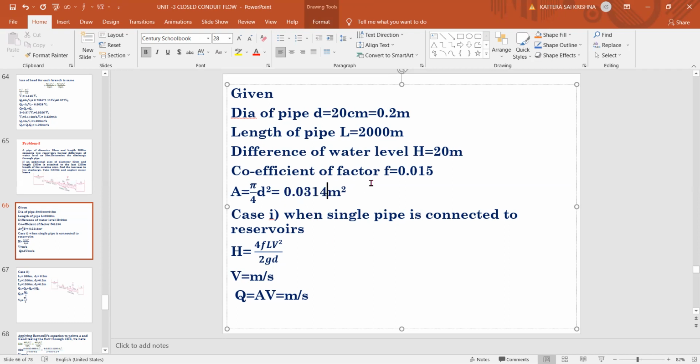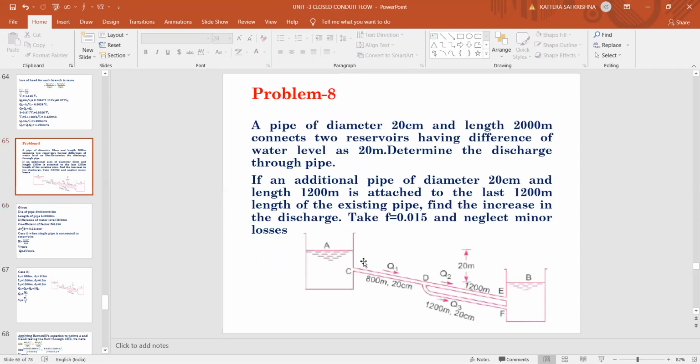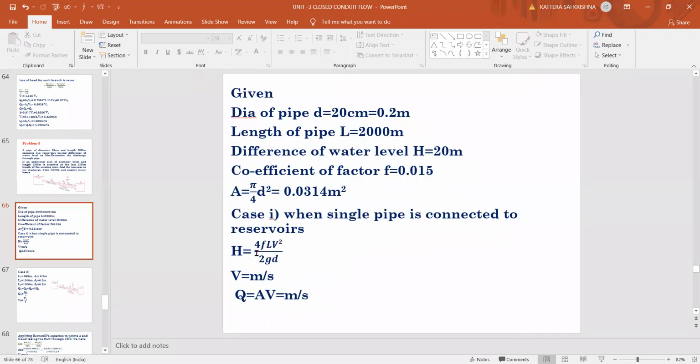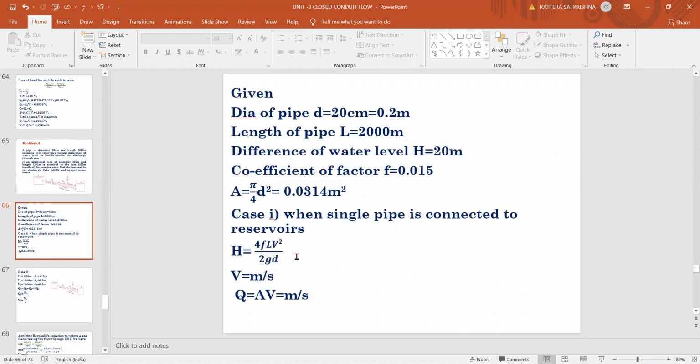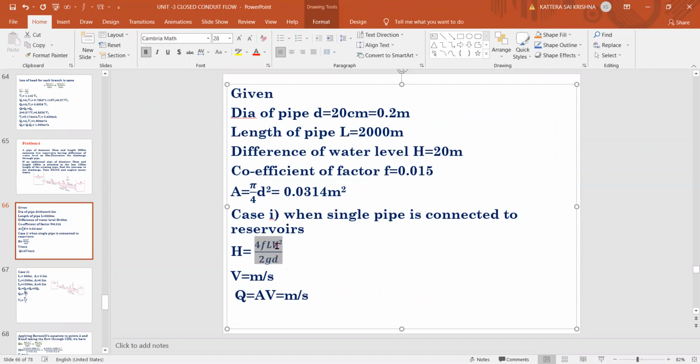Right. So in the first case, when a single pipe is connected, what is the main loss happening here? It is only the frictional loss in the pipe. Because of the frictional loss, there is a difference of H in the two tanks. So already we know the formula, capital H is equal to the losses. Since he said to neglect the minor losses, the only loss in the first case is the frictional loss. The frictional loss formula, by the Darcy equation, is 4FLV squared by 2gD.